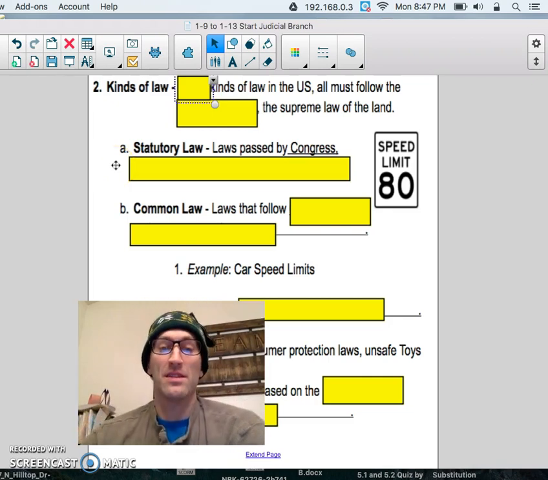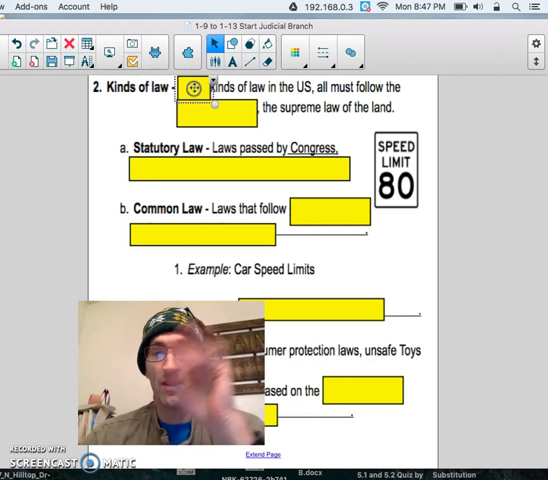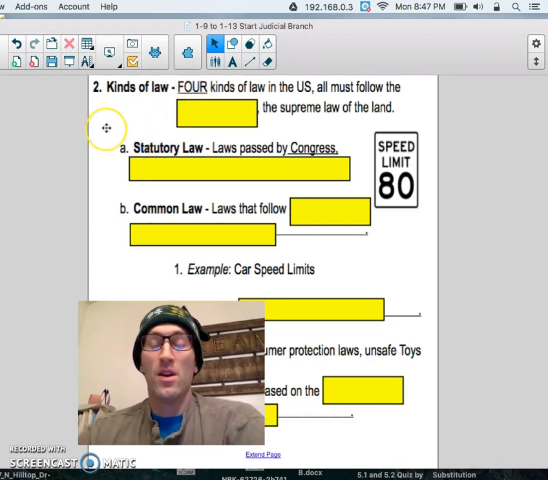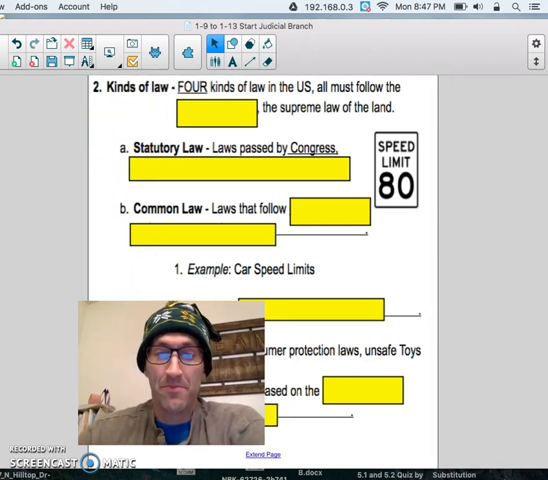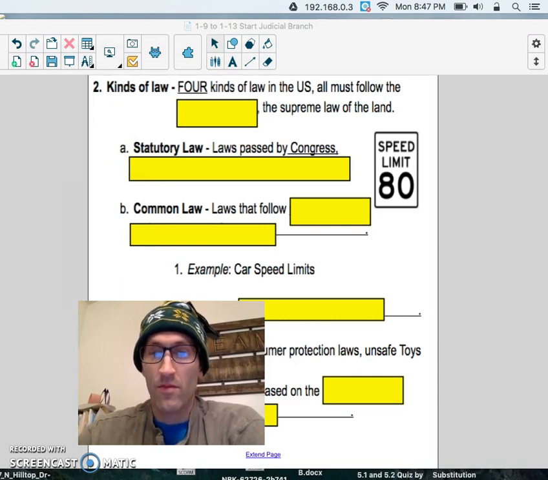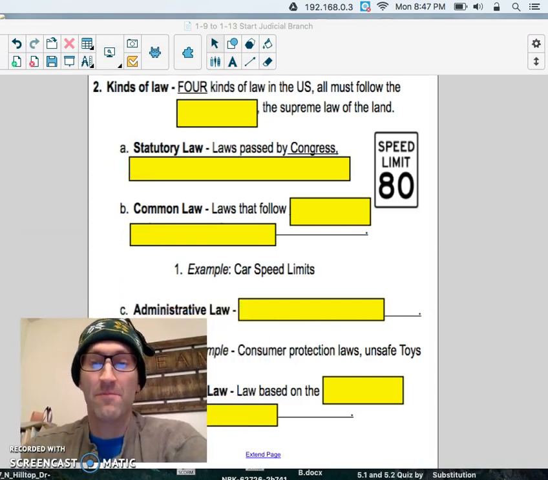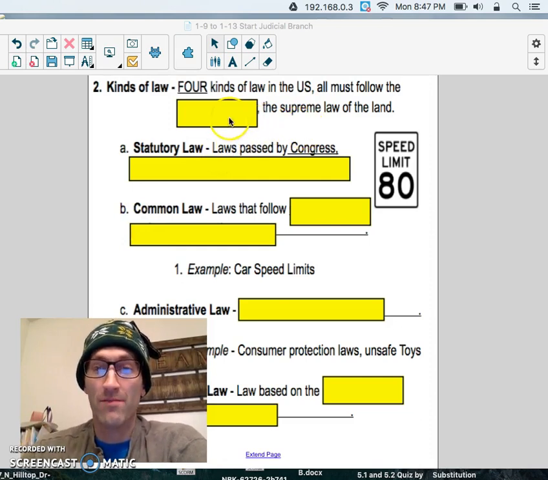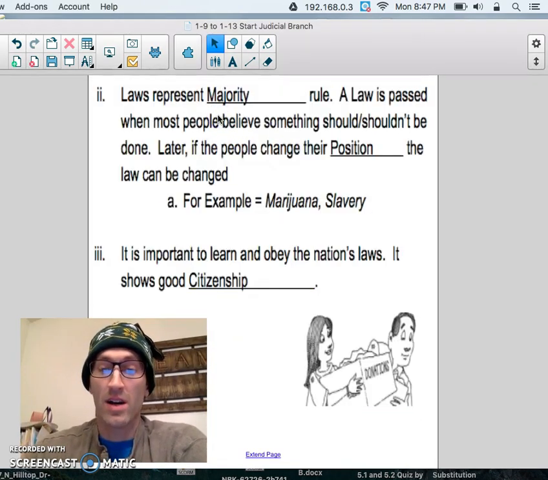Second major point is there are many kinds of law under the judicial branch. There's going to be 4 types. Make sure you know all 4 types here. I guess I'll just go right here with that. 4 kinds of law. All must follow the Constitution.